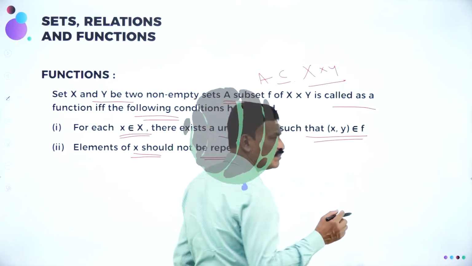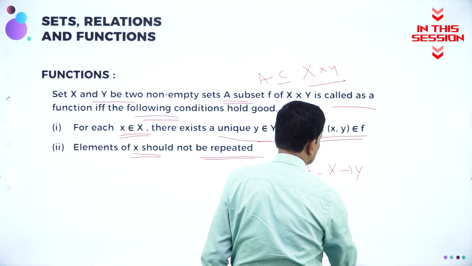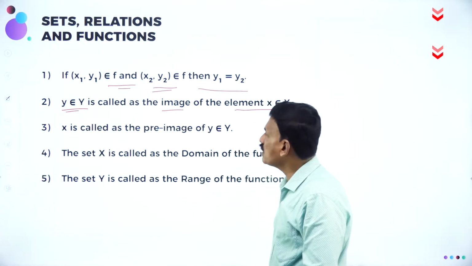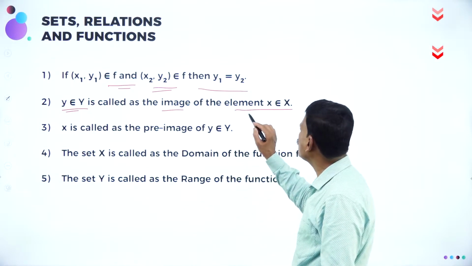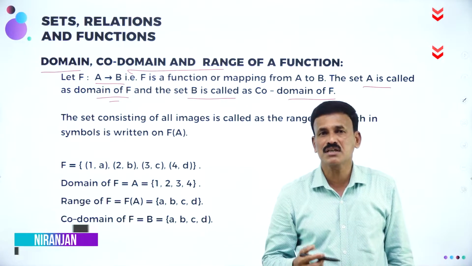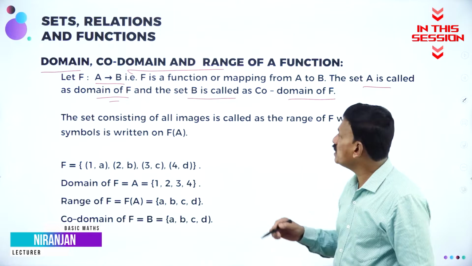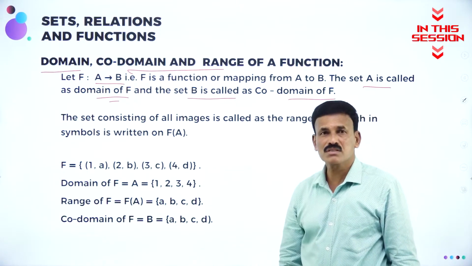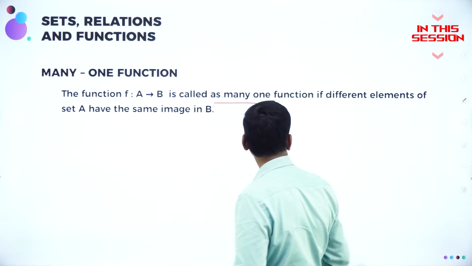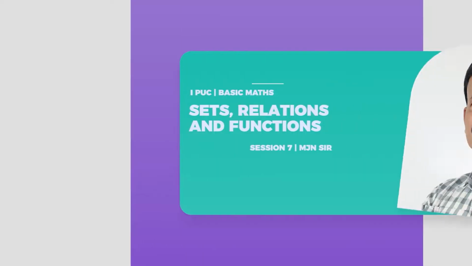The function f from X to Y is denoted as f: X → Y. The element y belonging to Y is called the image of the element x belonging to X. So if f from A to B is a function or a mapping from A to B, then the set A is called the domain of the function and the set B is called the codomain. The function f from A to B is called a many-one function if different elements of the set have the same images in B.